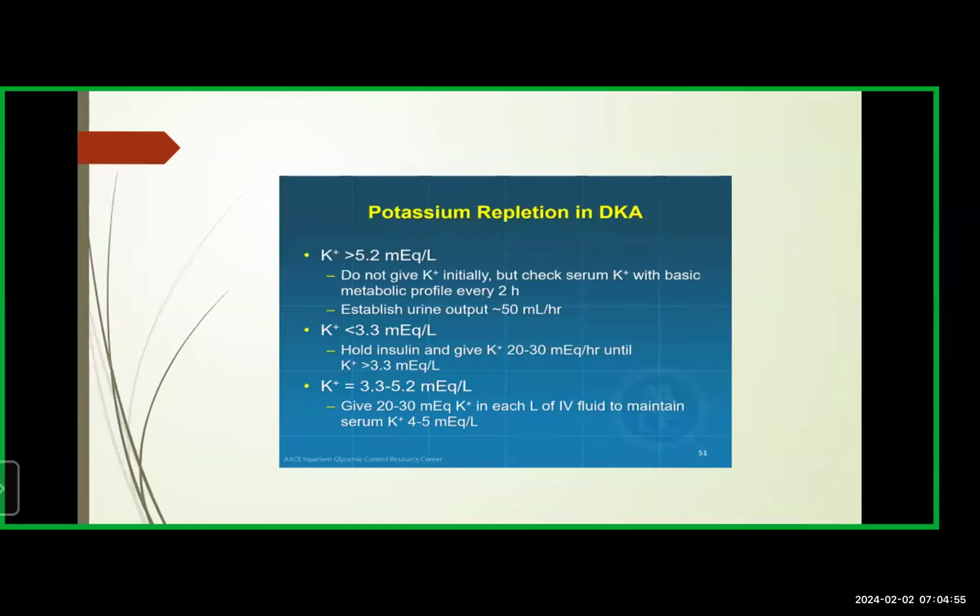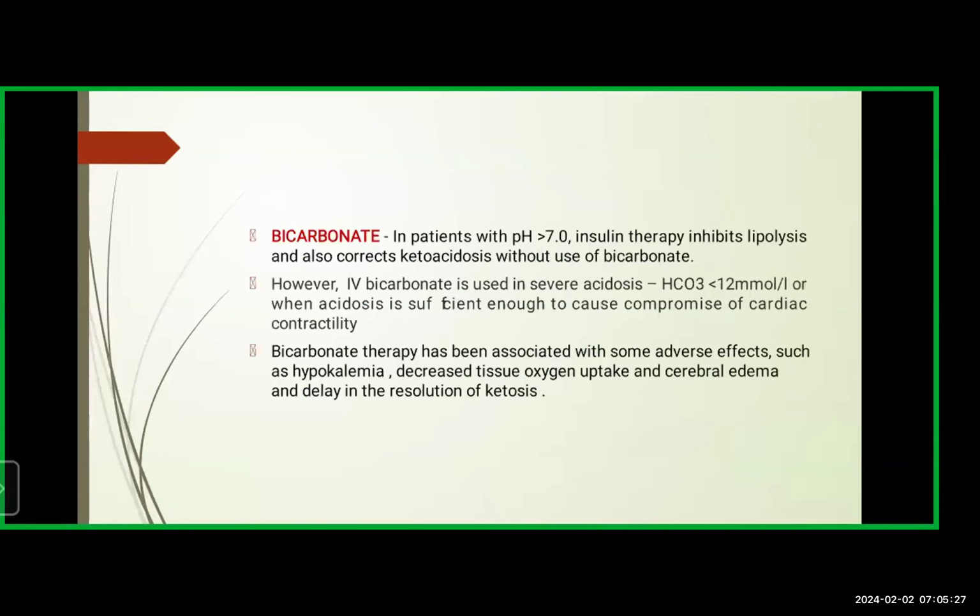Now, this is the measurement of potassium repletion in DKA. If it is more than 5.2, we do not give. If it is less than 3.3, insulin is withheld, and potassium is given at a rate of 20 to 30 until it is more than 3.3. And the potassium, if the level is 3.3 to 5.2, it is given 20 to 30 millimoles in each liter of intravenous fluid to maintain it at the level of 4 to 5 millimole per liter.